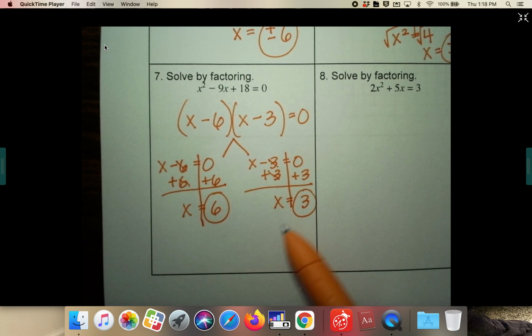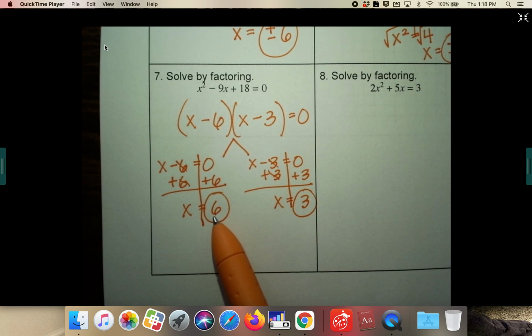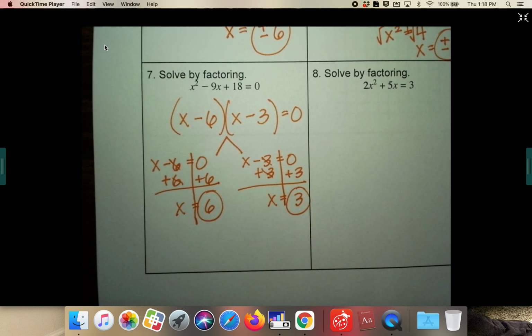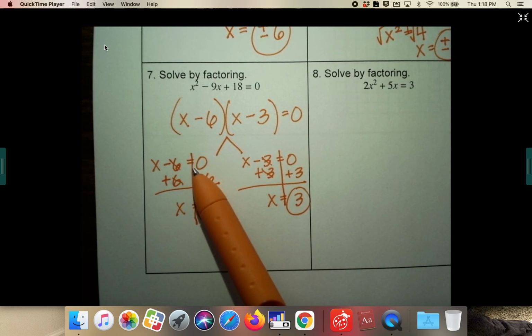Now, you don't have to show the work for this part. If you knew it was x minus 6, that's going to become positive 6. And if you knew that x minus 3 was going to become positive 3, you can go ahead and just write what those two answers are. I'm just showing you why that's what it is, because they're equal to 0. So you need to set them each equal to 0 and actually solve it.